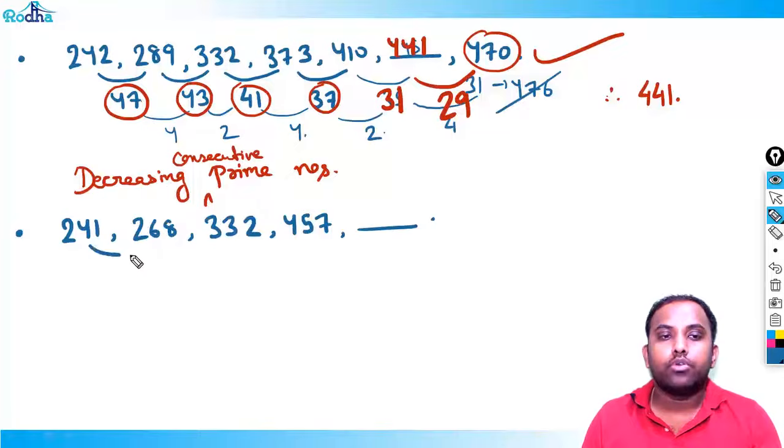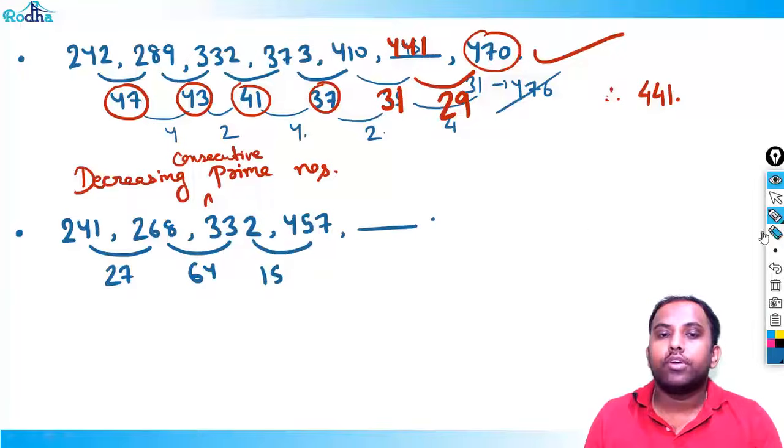So 241 to 268, what is the difference? 27. 268 to 332, the difference is 64. 332 to 457, what is the difference? 125, right? So by now you have to understand the pattern here.